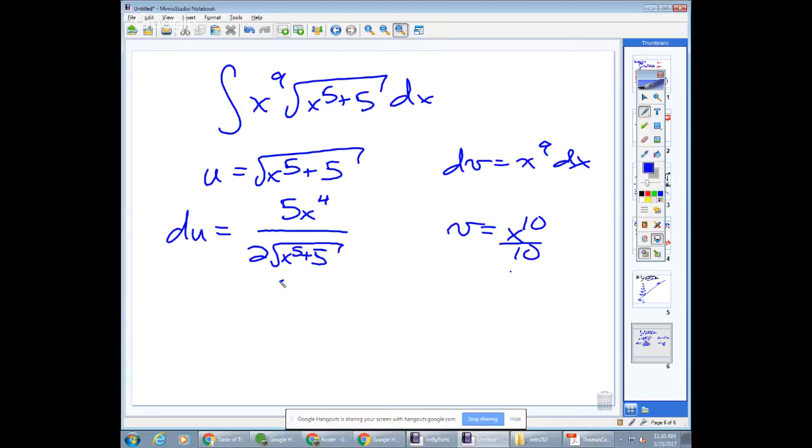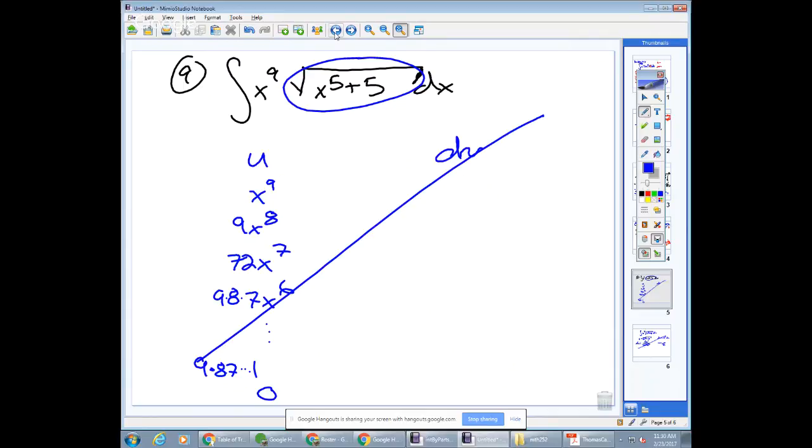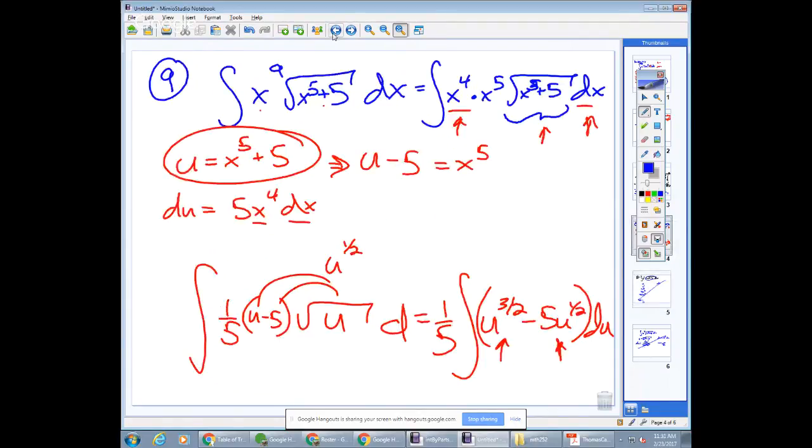And then, yeah, my uv is not too bad, but my v du, all of a sudden now I have an x to the 14th and I have that in the denominator. Oh boy, that got worse. So integration by parts on this one doesn't work. It turns out a regular u substitution is the only way to do it. And you don't know until you try. So it looks like this is our only technique for that problem.